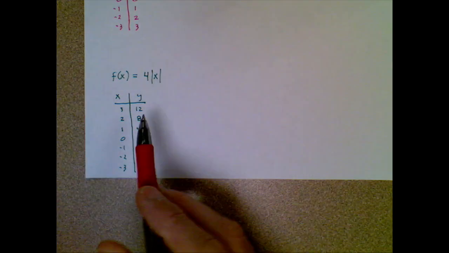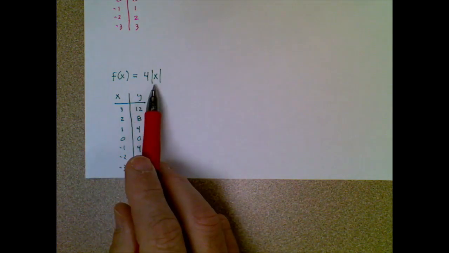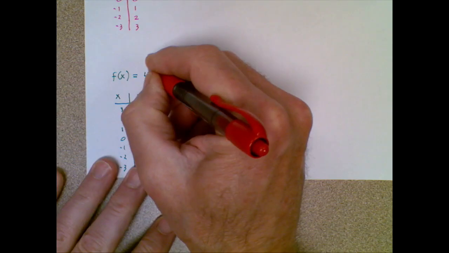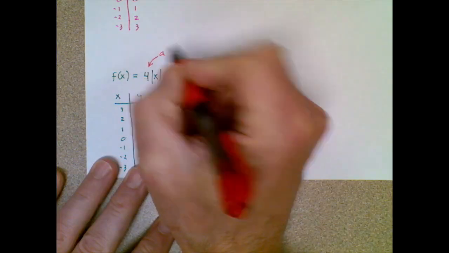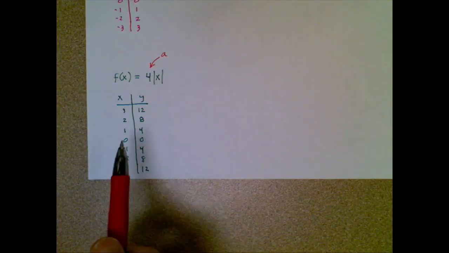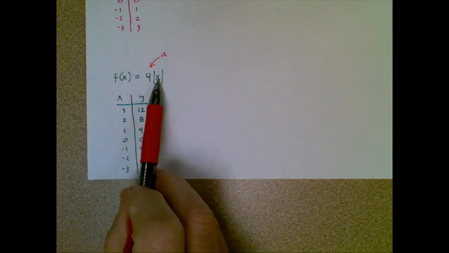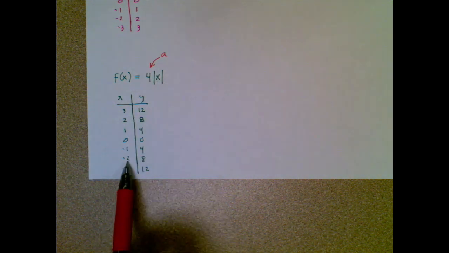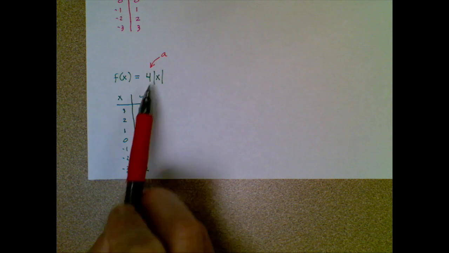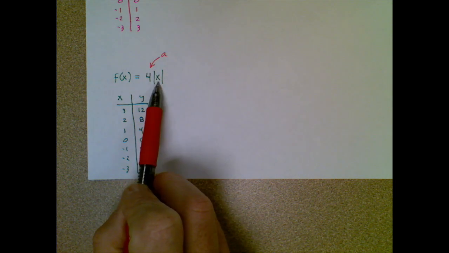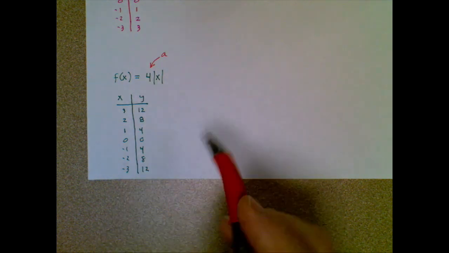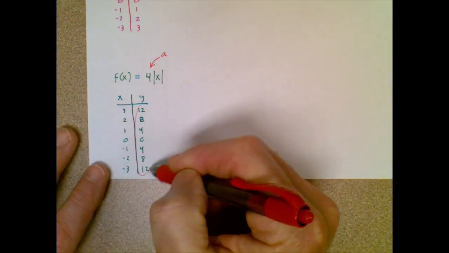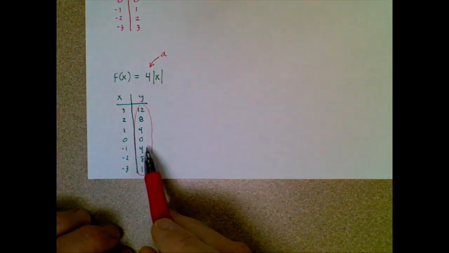In this example, f of x equals 4 absolute value of x. The 4 is acting as the a. So let's see what that does. If I took a 3 and plugged it in, absolute value of 3 is still 3, so 4 times 3 is 12. If I took a negative 2 and plugged it in for x, the absolute value of negative 2 is 2. The absolute value of negative 2 is positive 2, so 4 times positive 2 is 8. Notice that all my outcomes are positive. So what would the graph of this look like?